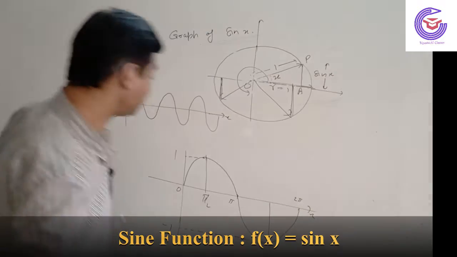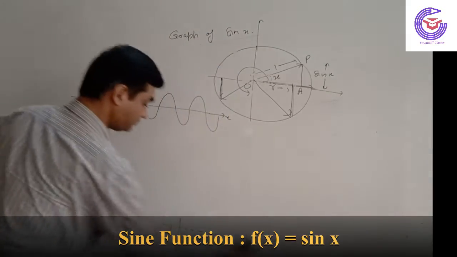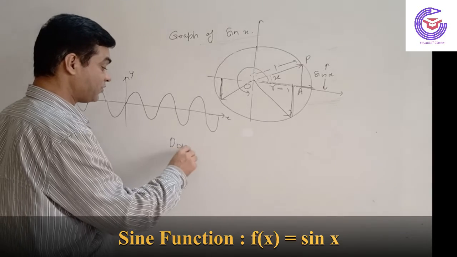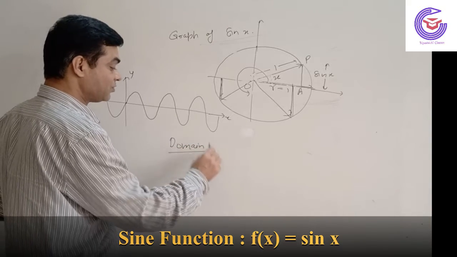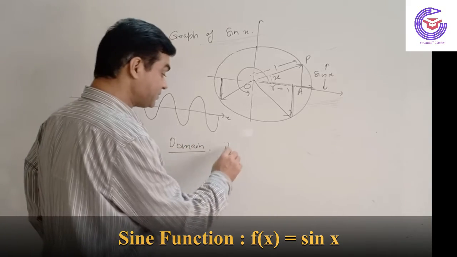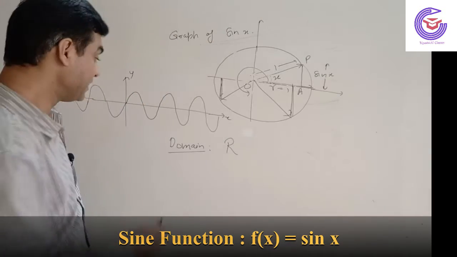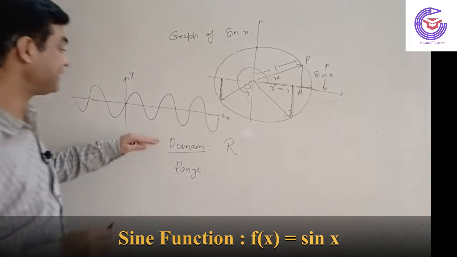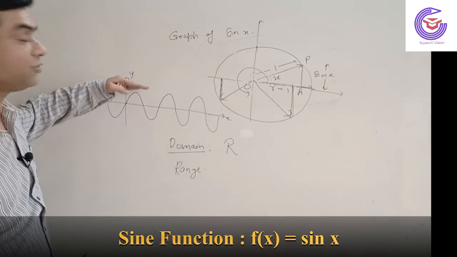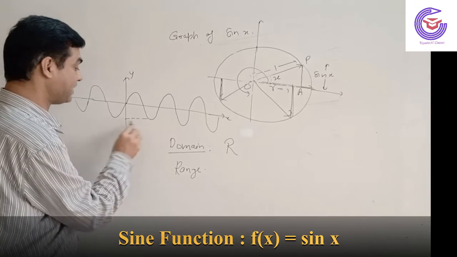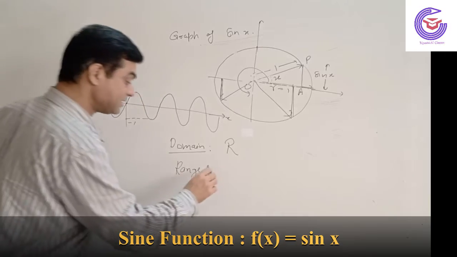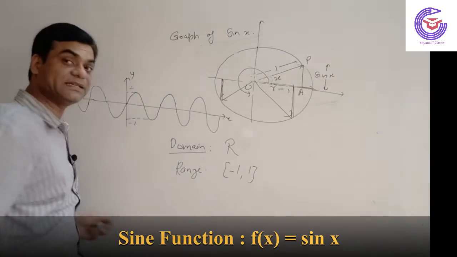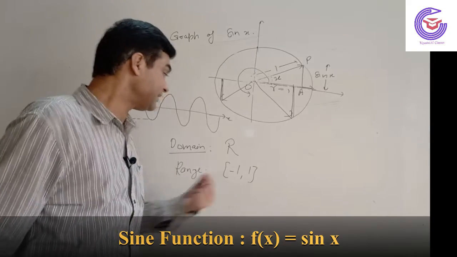What is the domain of this function? You can see that for all values of x, y is defined, so the domain of this function is R. What is the range of this function? This function keeps varying between -1 and +1, with both -1 and +1 included. So this is the range.